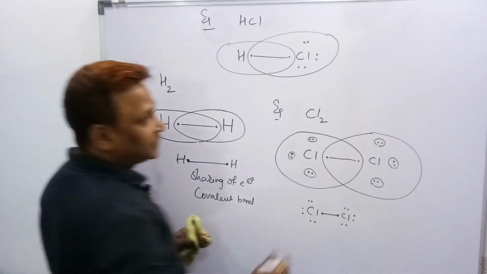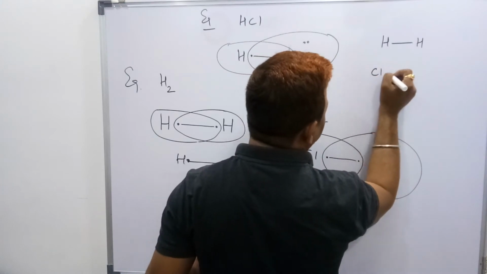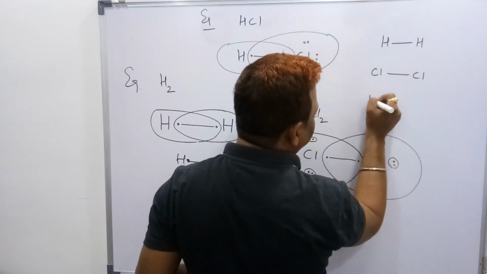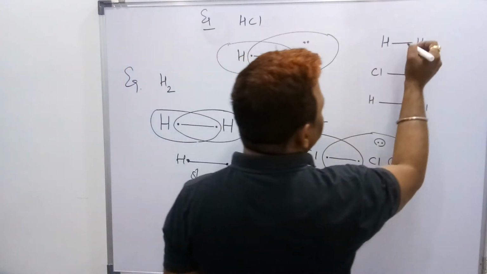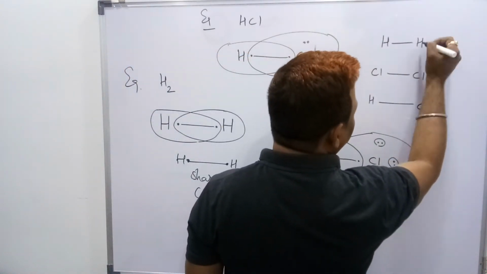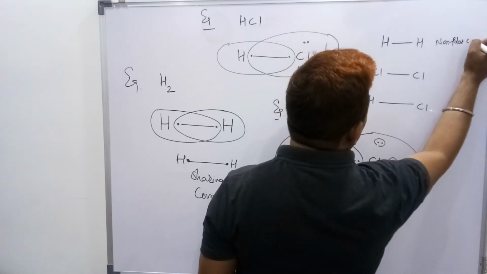Now my dear children, check it here. In between H and H the bond is covalent. In between Cl and Cl the bond is covalent. In between H and Cl the bond is covalent. I will say this bond is called a covalent bond, but this is called a non-polar covalent bond.